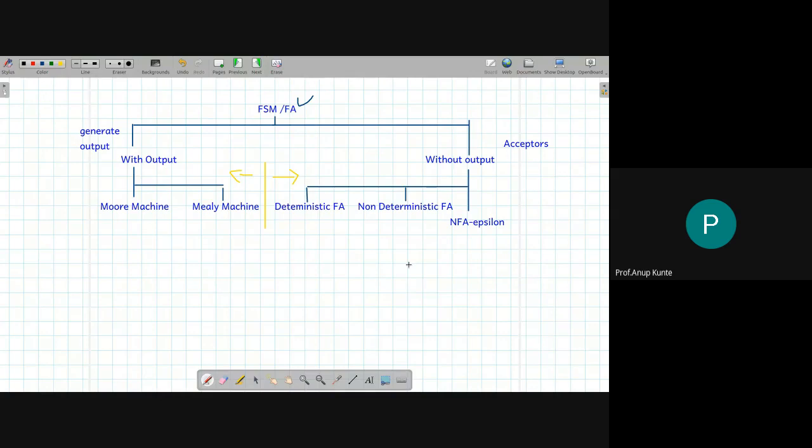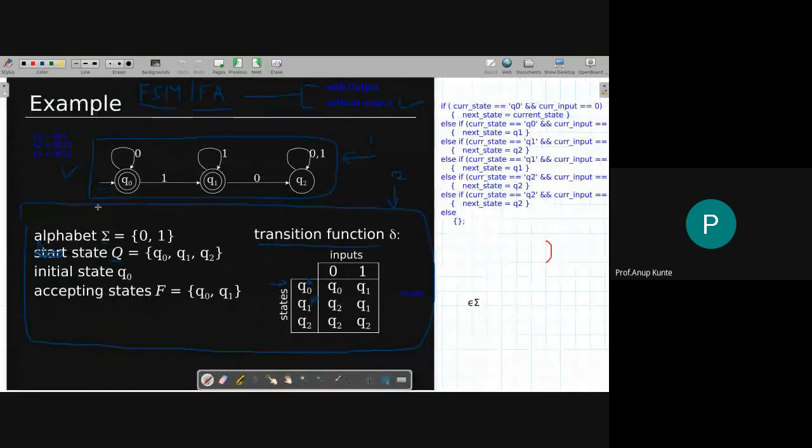Okay, now we'll talk in more detail about this particular mapping, which is called delta: Q cross Sigma maps to Q. Now please understand this table can be realized. I had written this here when I taught this previous year. This table can be easily realized using an if, else-if construct like this.